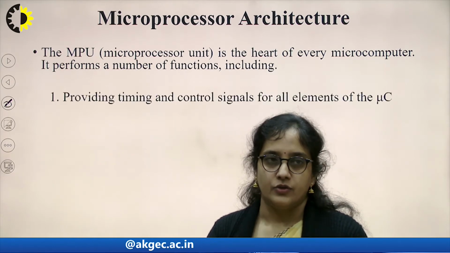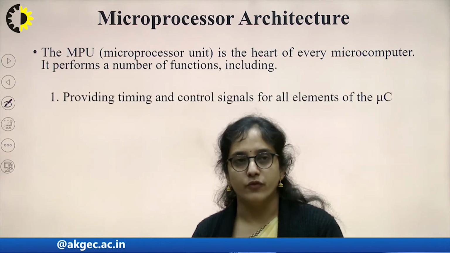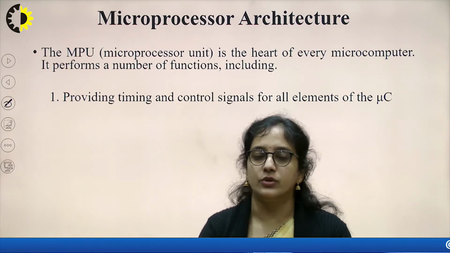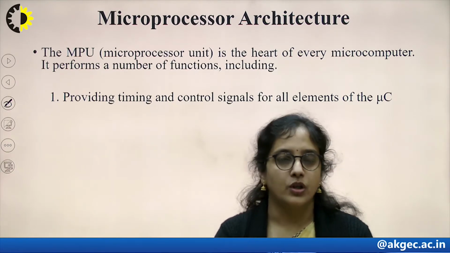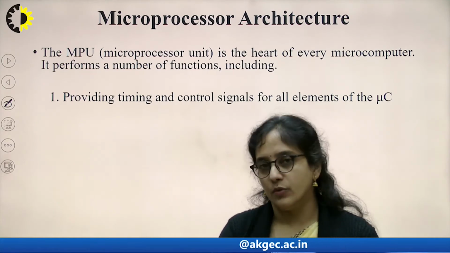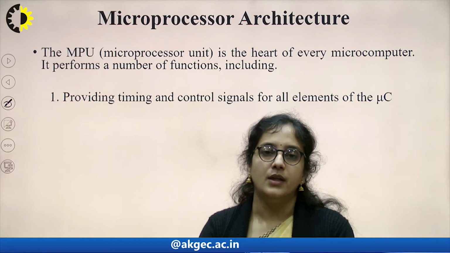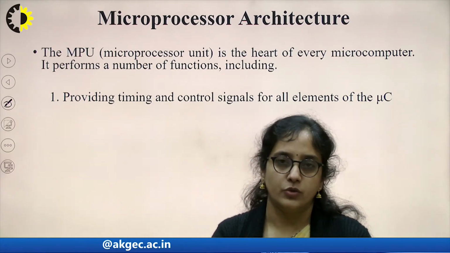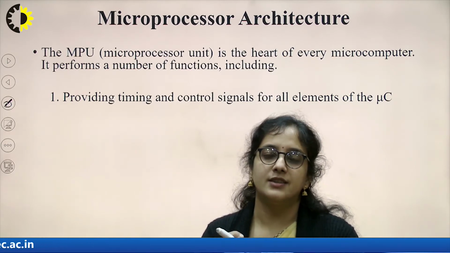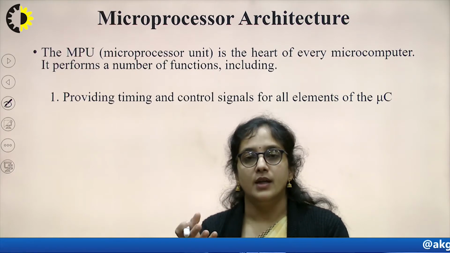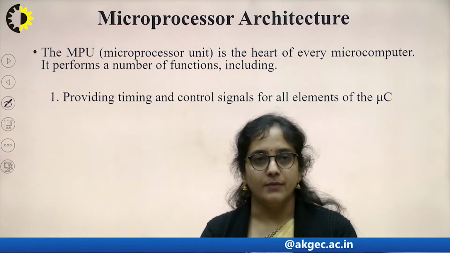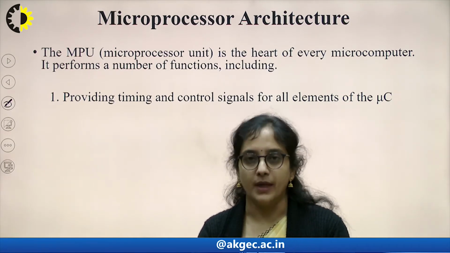The first function that the microprocessor performs is that it provides timing and control signals to all the elements connected to the computer. Whether it is a keyboard, a mouse, a printer, any input output device or a memory unit connected to the system, the microprocessor has control. It is programmed in such a way that it takes the decision to perform the task, with whom it has to perform it, and at the right timing instant. So the timing and control signals are generated by the microprocessor.